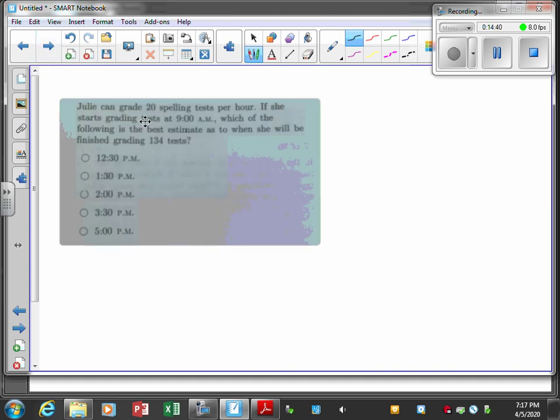All right. Julie can grade 20 tests per hour. She started grading at 9. Which of the following is the best estimate for when she finishes grading 134 tests? There's a couple different ways you can do that. Right from the start, I could just say, well, she has 134 tests, but she can grade 20 an hour.